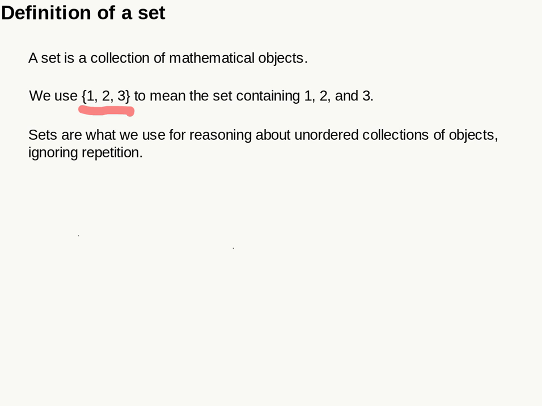So let me try and say what I mean by unordered and ignoring repetition. When we say unordered, what we mean is that if we take these two sets, for example, {1, 2} and {2, 1}, those things are to be regarded as equal sets, so literally equal. And again, what we mean by ignoring repetition is that if I take a set such as this, then this is equal to the set which just contains the element 1.